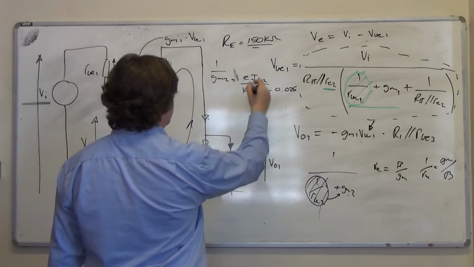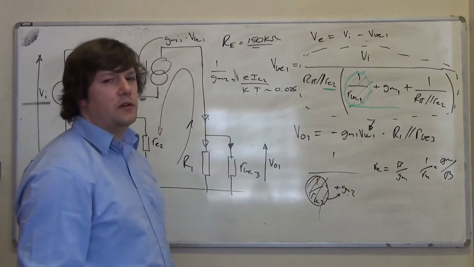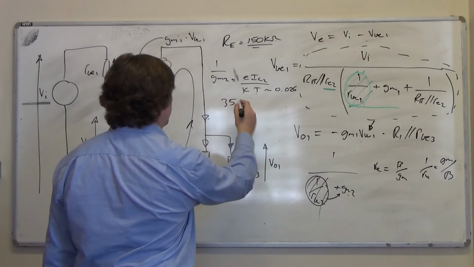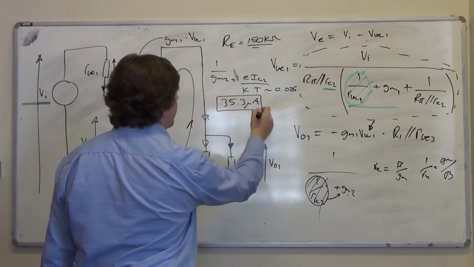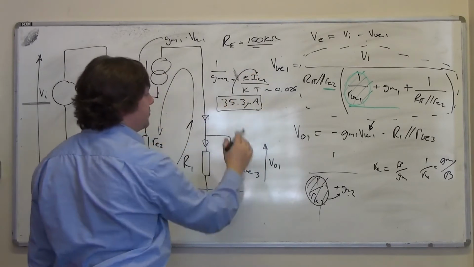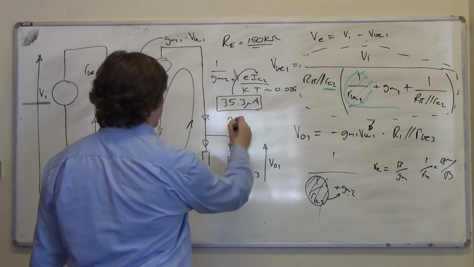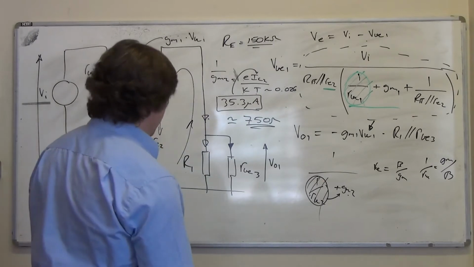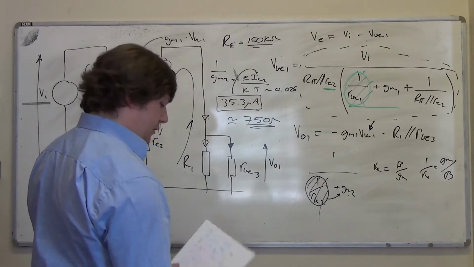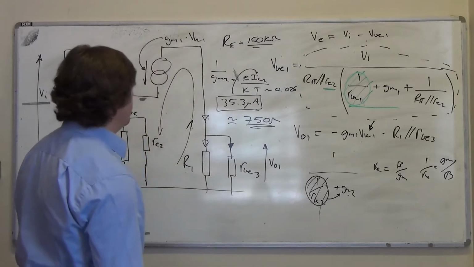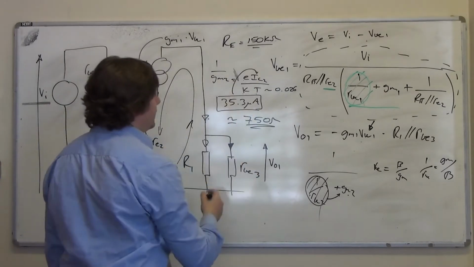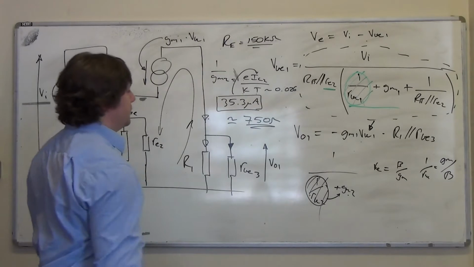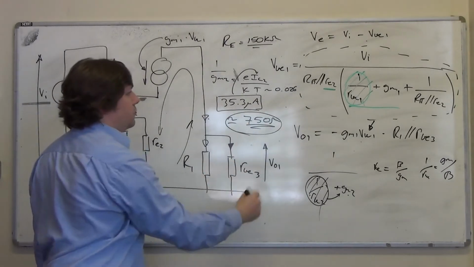Anyway, if you sub in some sensible numbers, we know what IC2 is because we worked it out in part I of this question, and I think it came out to be about 35.3 microamps or something like that. So you pop that in there along with the electron charge, Boltzmann's constant and the temperature, and what comes out is in the order of 750 ohms or so. In fact, did I work it out earlier? No, I didn't. I didn't write it down anyway. Now, RE is 150 kiloohms, RE2 is 750 ohms, assume you did the 1 over at some point. Obviously this is much, much smaller and it dominates.